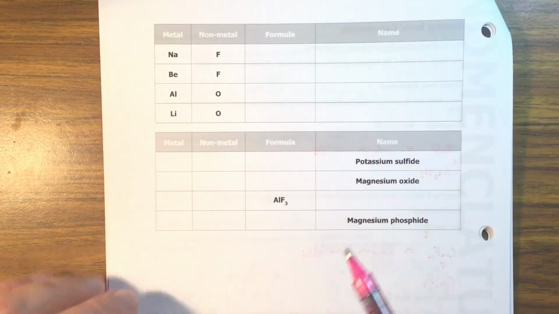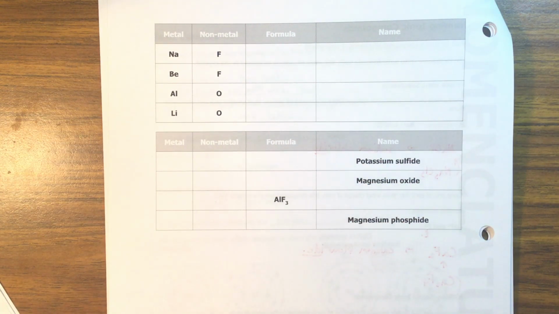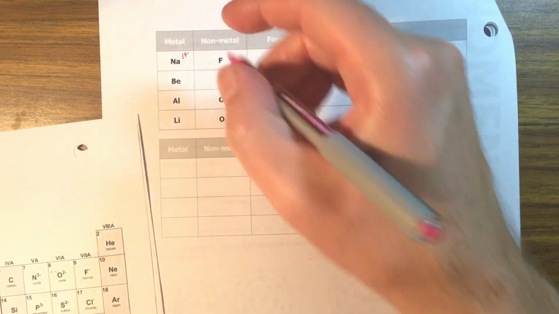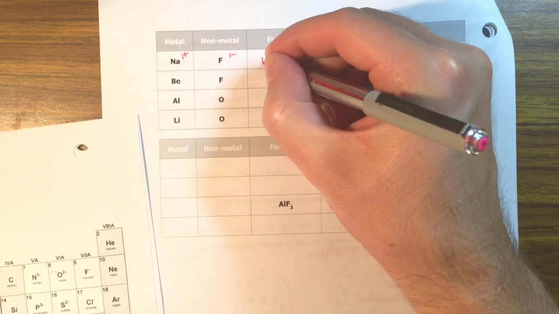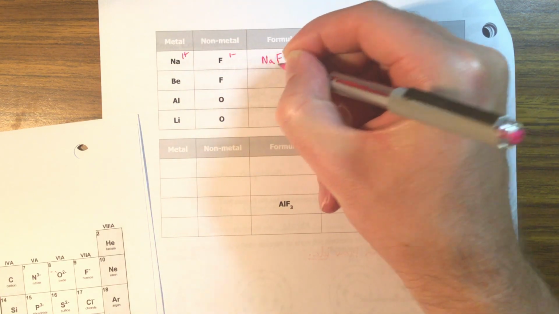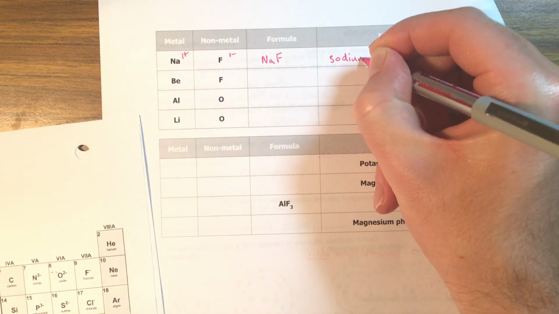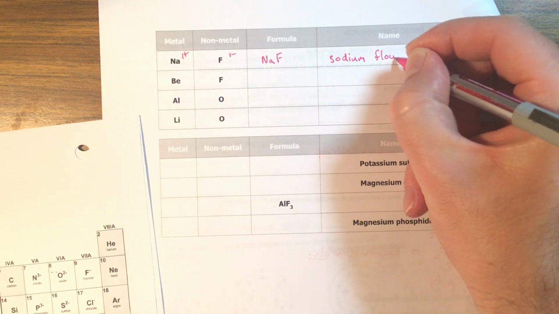So we've got a metal and a nonmetal. We're going to do the formula and the name. First thing we need to do is identify the charges on these. Sodium is a 1+. Fluorine is a 1-. So we can just write them as NaF, one of each. And we name it sodium fluoride.